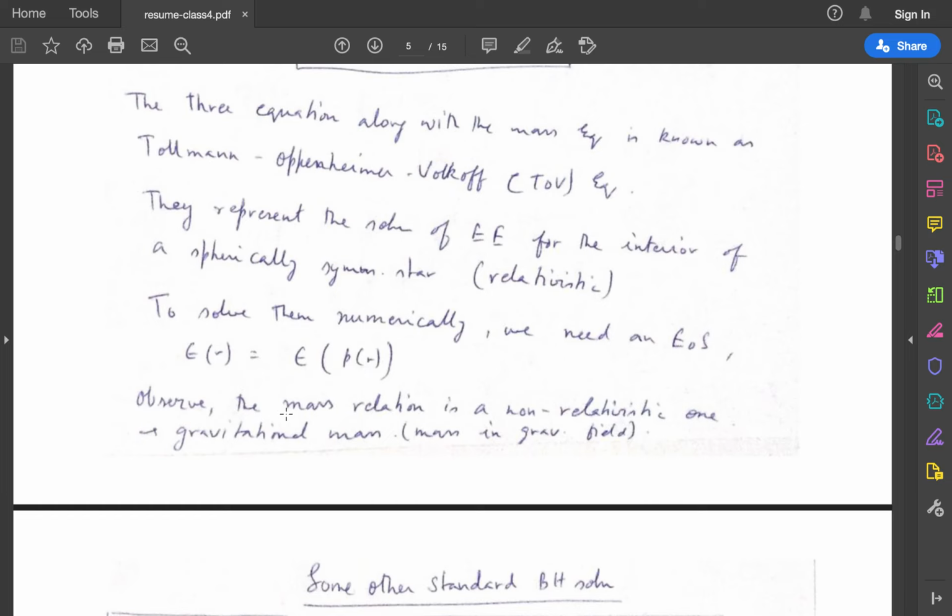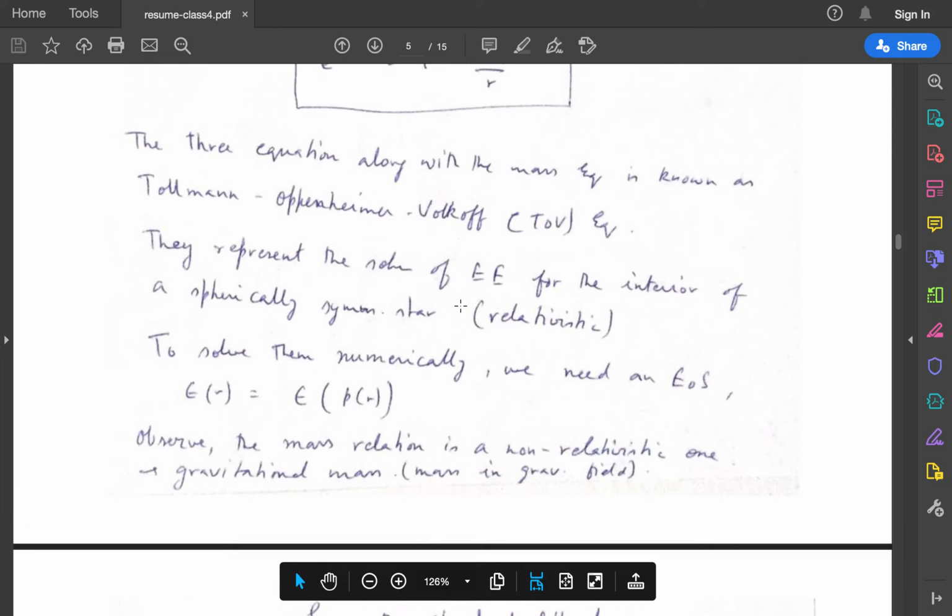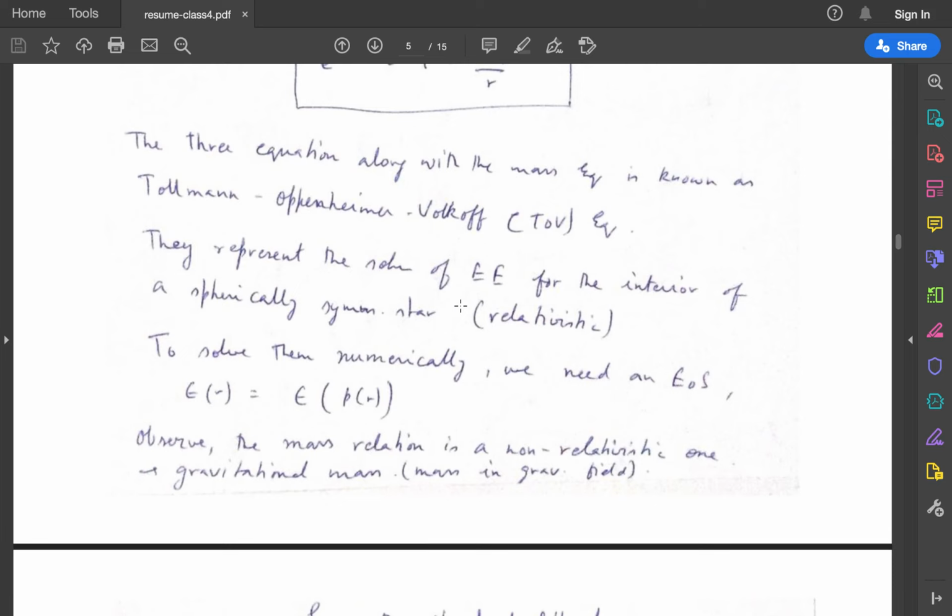Observe that the mass here is the gravitational mass, the mass in the gravitational field. However, this is not the proper mass. Proper mass has some gravitational correction along with it. You can try to find that out. So how can we solve these equations?